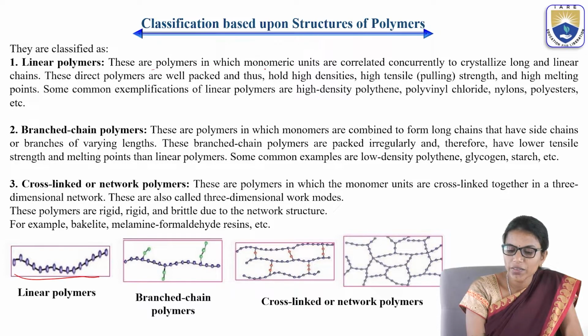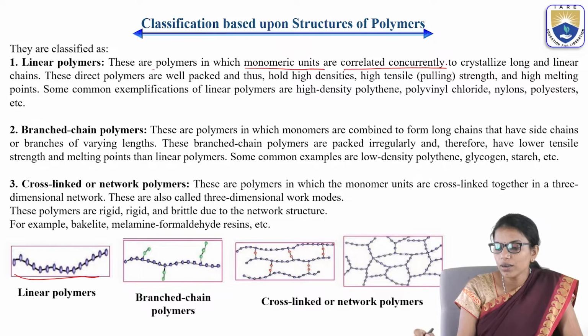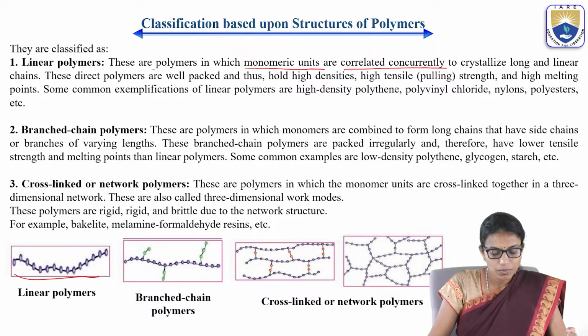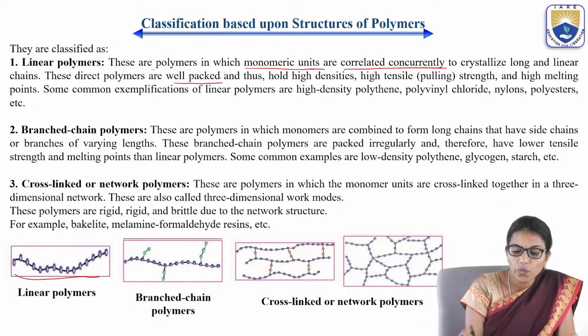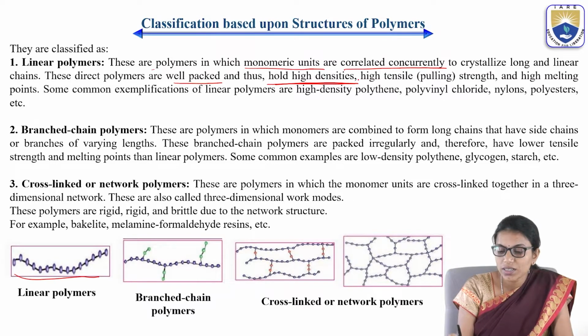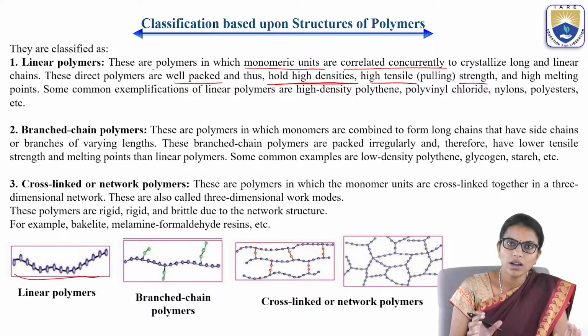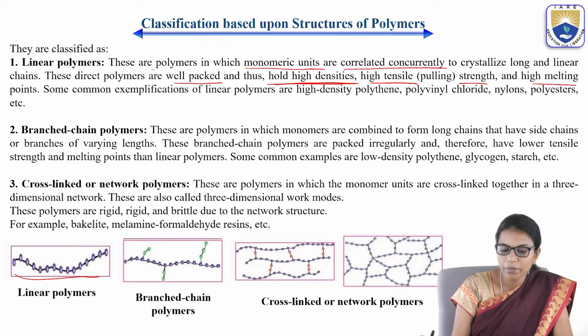These are the polymers in which monomeric units are joined together to form long and linear chains. These linear polymers are well packed, and thus hold a high density. This is a very important point. So it holds a high density, high tensile strength. Tensile strength means if we stretch it, it will change back to its initial shape, and high melting points.